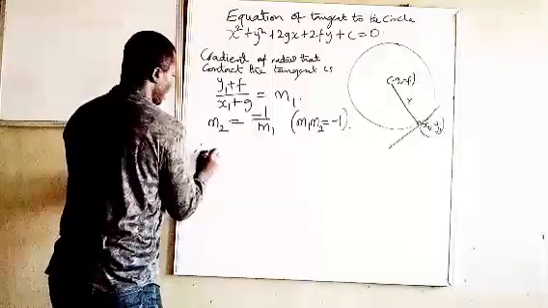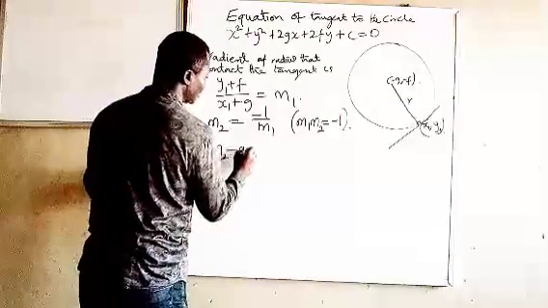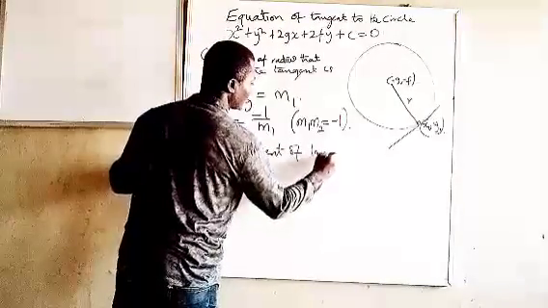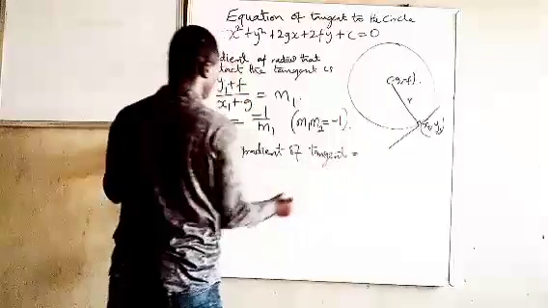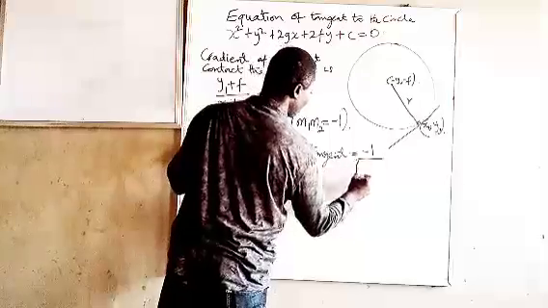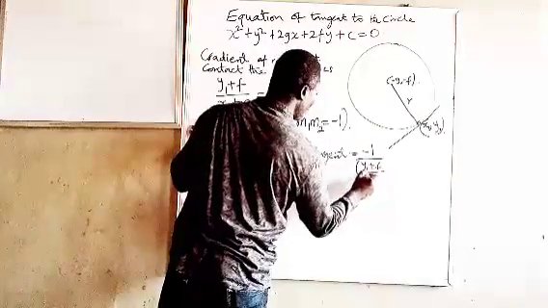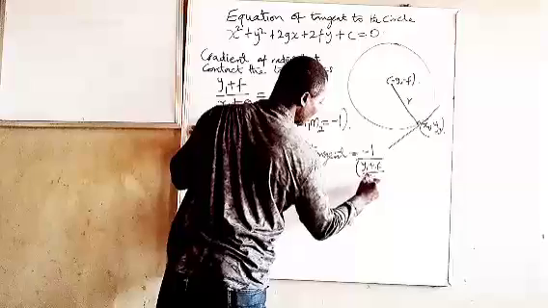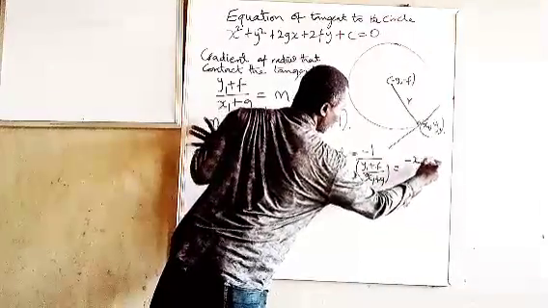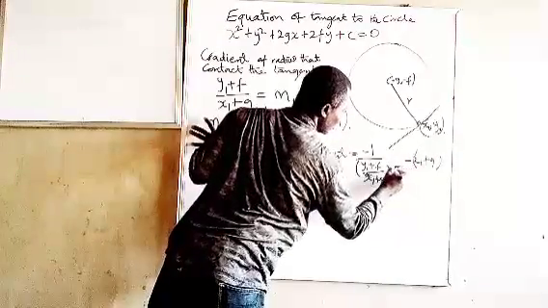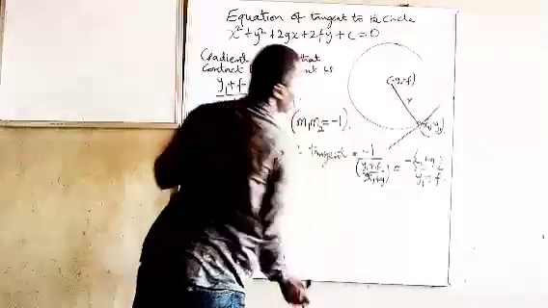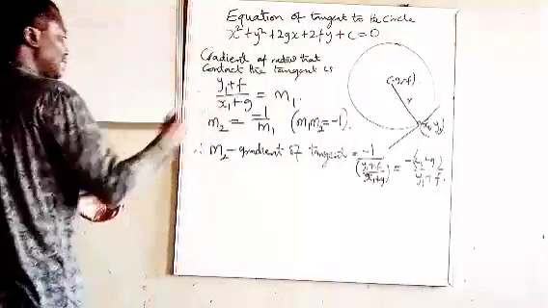Therefore, m2, that is the gradient of the tangent, will be equal to minus 1 over (y1 plus f) over (x1 plus g), which is equal to minus (x1 plus g) over (y1 plus f). That is the gradient of the tangent.